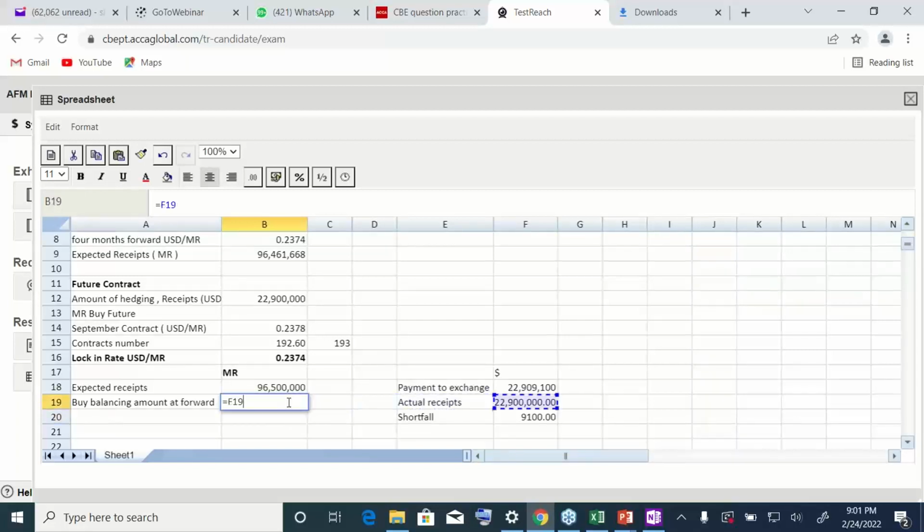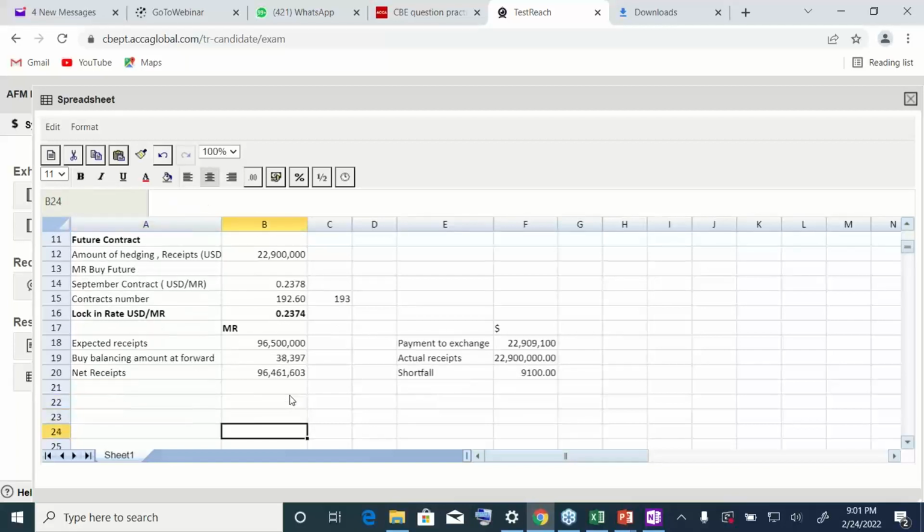Is equal to 9100 divided by 0.2370. So the net payment will be, the upper cell is the receipt, below is the payment. So the net receipt will be 96.46 million. This is the answer, 96.46 million. Why I am solving in this way? Because examiner has asked us to take care of under hedging, over hedging amount.